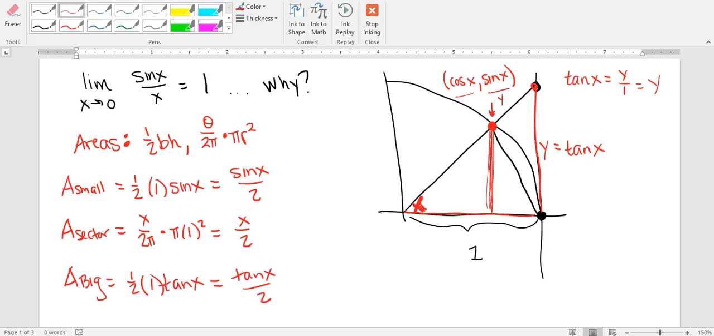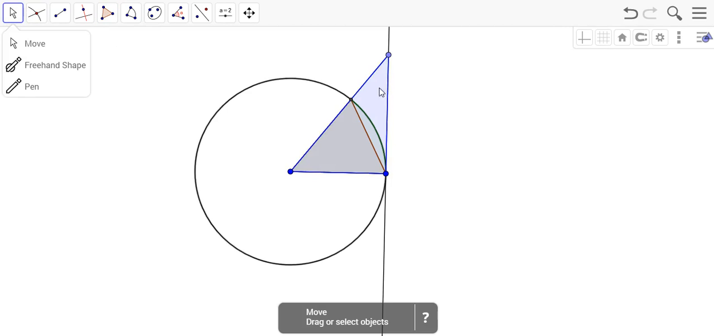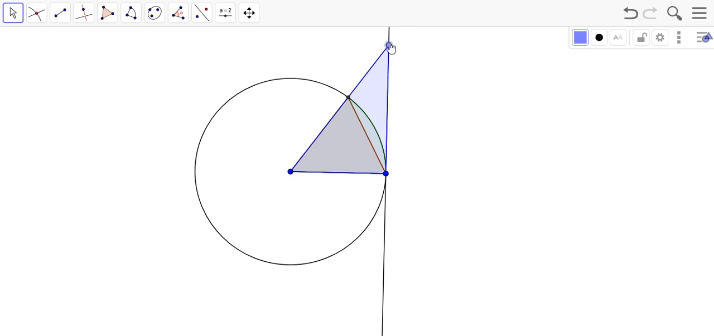What's nice about using this GeoGebra illustration here is to help the students visualize the relationship between these different areas. Notice how if I move this point further away, clearly the area of the blue big triangle is greater than the area of the sector, that green figure. And that sector area is still bigger than the area of this red triangle within the circle. So that's pretty obvious. But notice how as we drag this point closer and closer, the areas start to become the same.